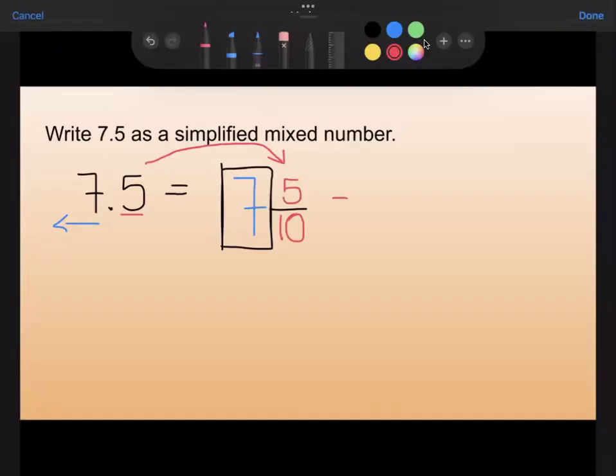But we know that we can simplify that because we know that both 5 and 10 can be divided by 5. So I'm going to keep the 7 where it is, but I'm going to go ahead and divide the top by 5 and the bottom by 5. 5 divided by 5 is 1. And 10 divided by 5 is 2. So the simplified mixed number for 7.5 is 7 and 1/2. Now, when you rewrite these as mixed numbers, not always will the fractions be able to be simplified, but if they can, we should.